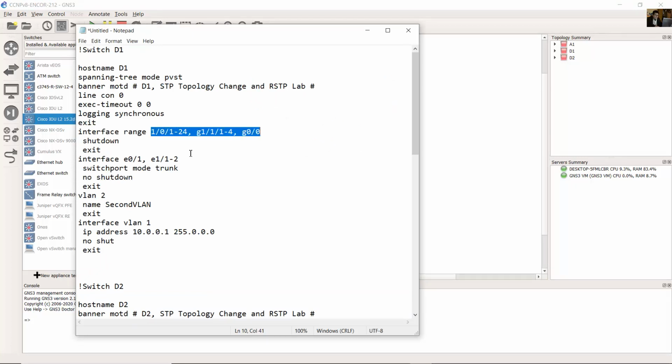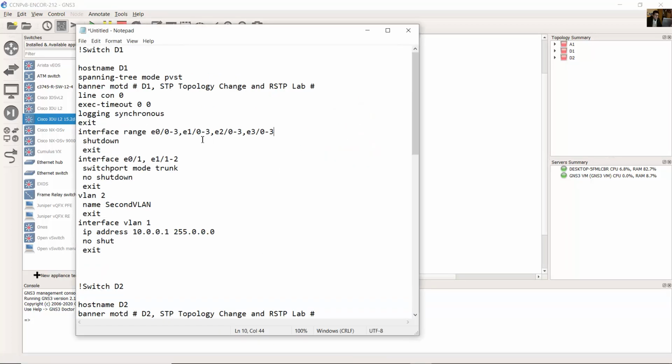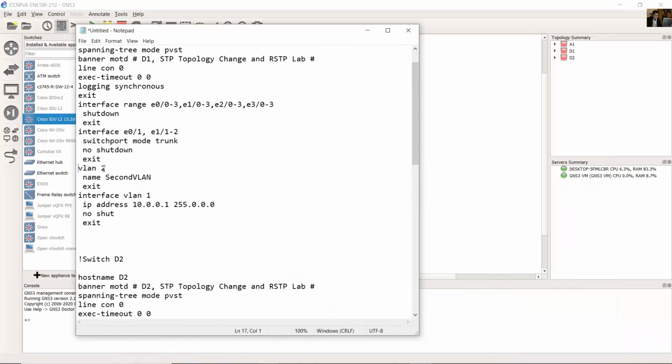Okay. From Ethernet 0/0 to 0/3, Ethernet 1/0 to 1/3, Ethernet 2/0 to 2/3, Ethernet 3/0 to 3/3. VLAN number 2, name second VLAN. Interface VLAN 1, the IP address, no shutdown, then exit.